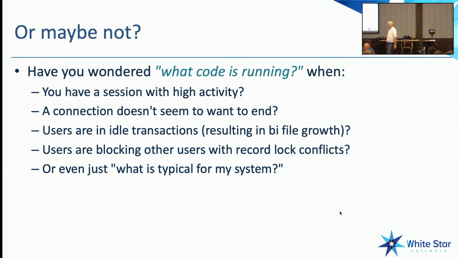Maybe you've seen the infamous user XYZ has record ID 123 locked and you can't proceed, and you need to know where is that record lock coming from. It doesn't really help you a lot to try to call the user because they're not going to answer their phone and they don't know what code they're running anyway. Or even just knowing what the typical utilization is with your system. What programs are usually running? What's normal to see within your system?